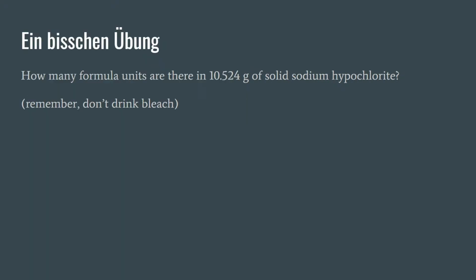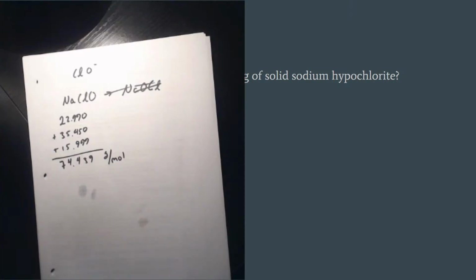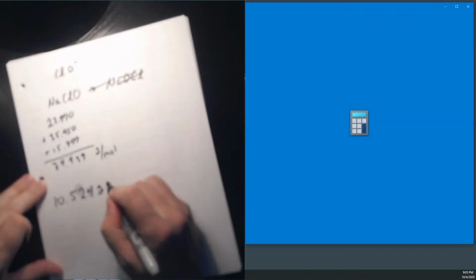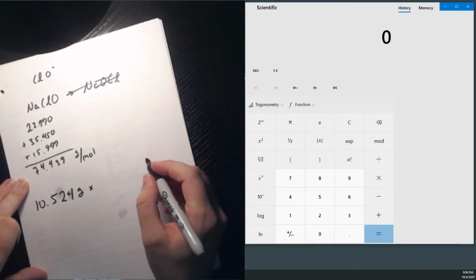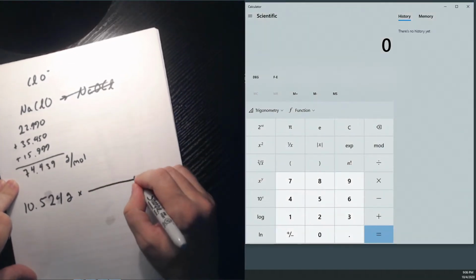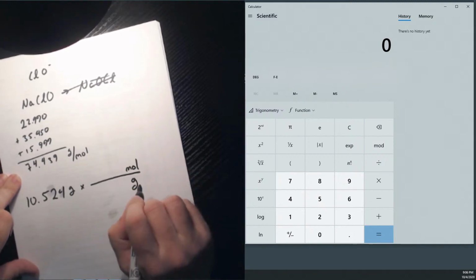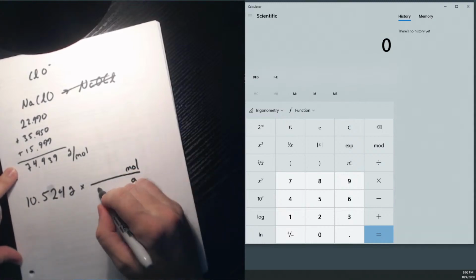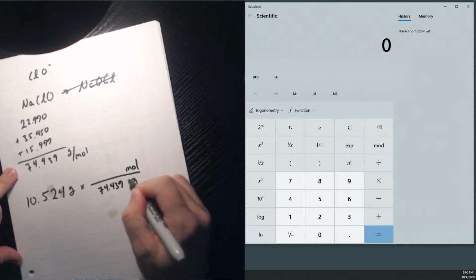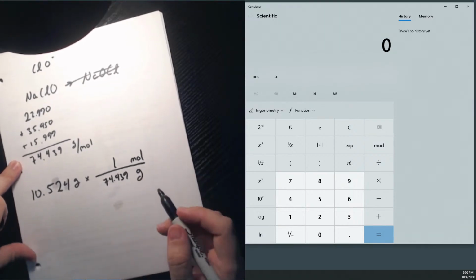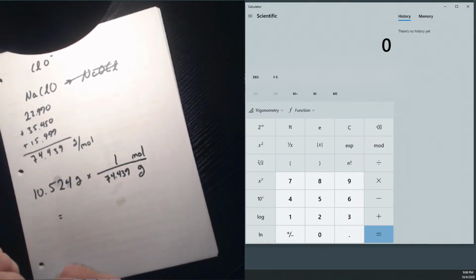Specifically, I said 10.524 grams of solid sodium hypochlorite. So, 10.524 grams times... where you're going to goes on top. We're converting to moles from grams. Okay? So we already have our grams per mole, so 74.439. This is the same. We're dividing by the molar mass. Okay? So this will give us our moles of sodium hypochlorite.